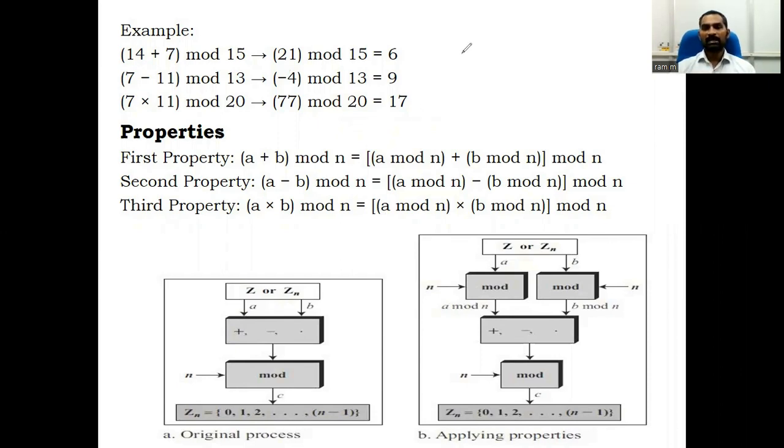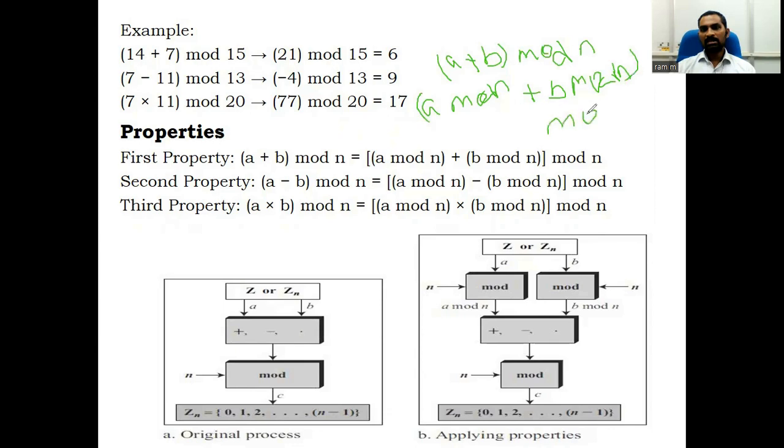The property says that if you consider a plus b mod n, it is equivalent to a mod n plus b mod n. Whatever value you get, you then take this total mod n.